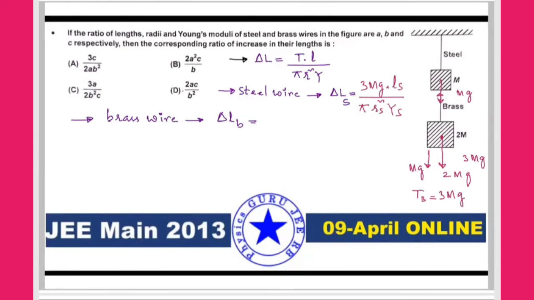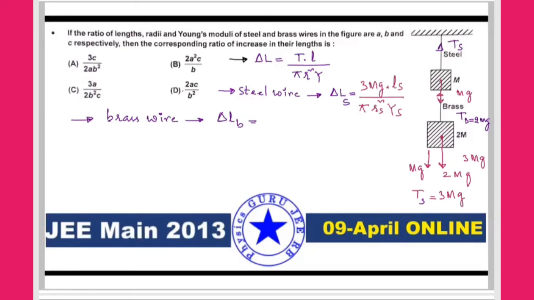So mg and mg, here it is nothing but tension in the steel wire. So tension in the steel wire we got it as mg. Now tension in the brass wire, which is nothing but 2 mg, so downward mg and this 2 mg, total is 3 mg. Fine.